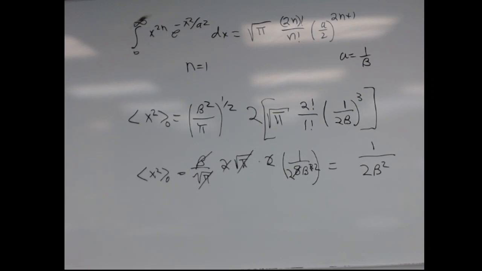Thank you. And so this just becomes the integral from minus infinity to infinity of beta squared over pi to the 1/4 times e to the minus beta squared x squared over 2, times minus h bar squared d squared by dx squared acting on the same thing, beta squared over pi to the 1/4 e to the minus beta squared x squared over 2, dx.